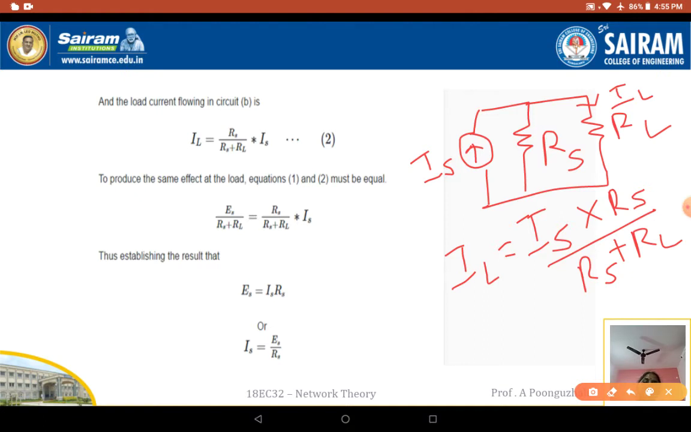So here we can say that you can equate these two equations there. The load current in the previous case, when the voltage source is ES, was ES divided by RS plus RL, and in this case it is going to be IS into RS divided by RS plus RL there. So here I can have these two parameters cancel. If it's cancelled, it is going to be ES is equivalent to IS into RS, or IS is equivalent to ES by RS. So to convert a voltage source into a current source, what is that? IS is nothing but ES by RS.